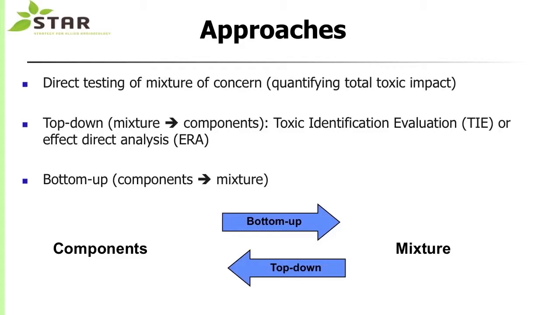So how to approach them? You can directly test the mixture of concern by getting a field sample and quantify the total toxic impact. On the other hand, you can try to identify the different components in your mixture in a top-down approach, for example by doing a toxic identification evaluation. But another way is a bottom-up approach, where you first identify the different components of your mixture and then try to predict its complete effect. In the rest of this presentation, we will be focusing on bottom-up approaches or component-based approaches.